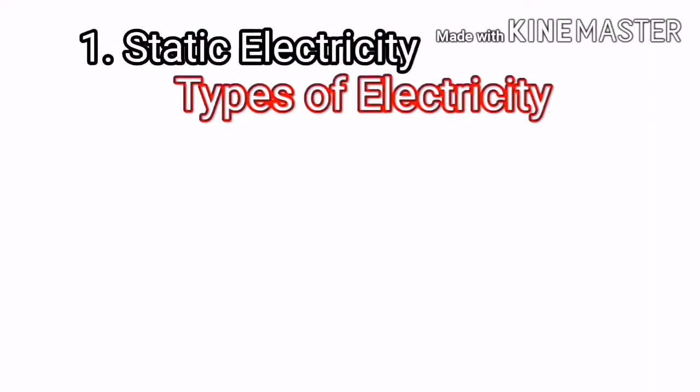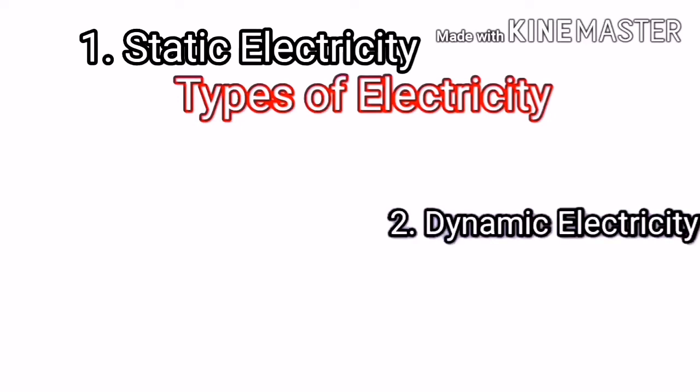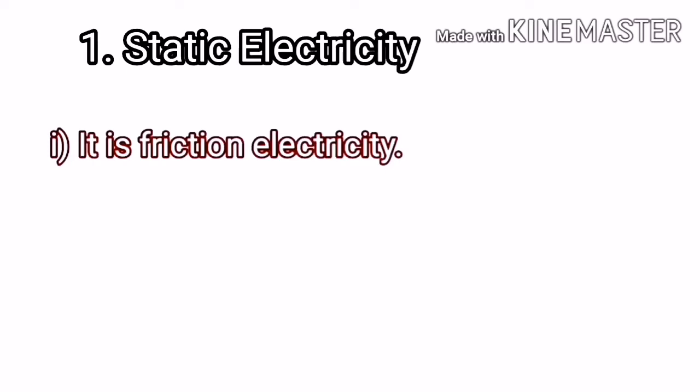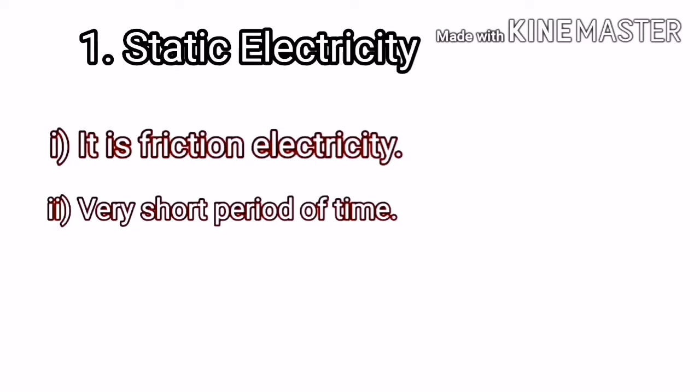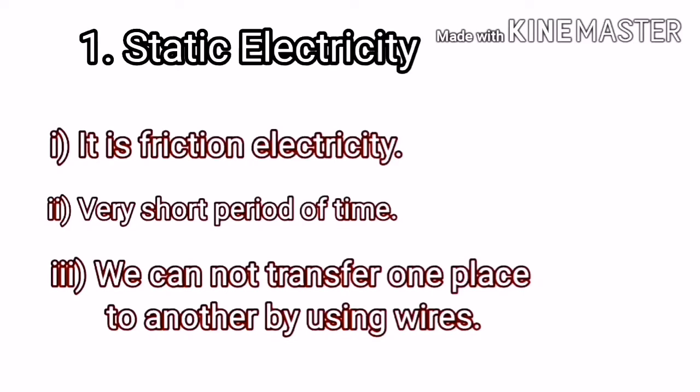Now students, let's talk about types of electricity. There are two types of electricity. First one, static electricity, and second one, dynamic electricity. Now let's talk about static electricity first. Static electricity is nothing but friction electricity. The second point is that it lasts for a very short period of time. And the third point is that we cannot transfer it from one place to another by using wire. So this is static electricity.